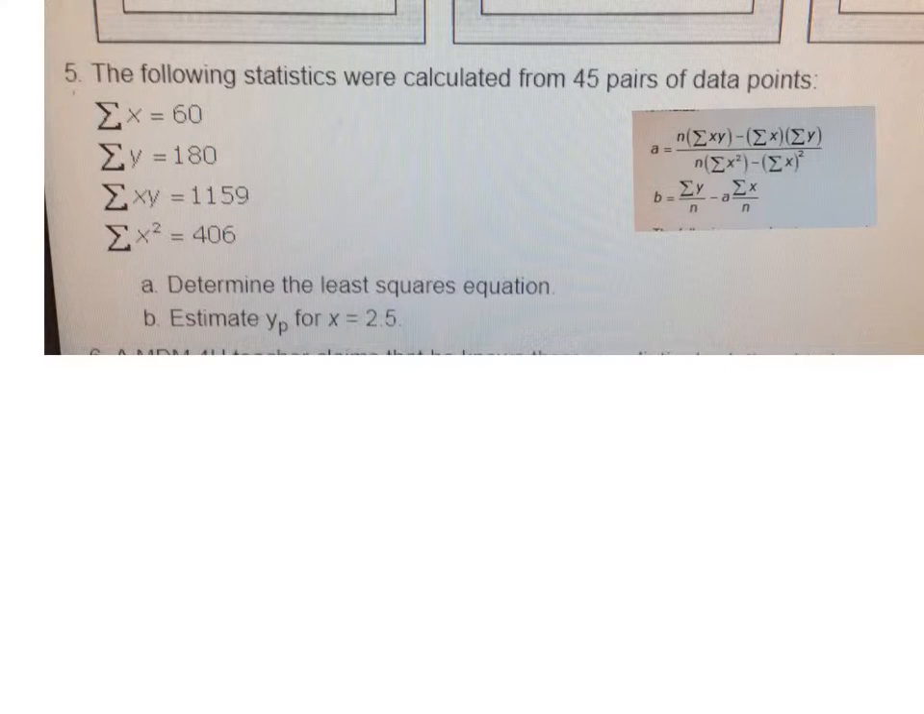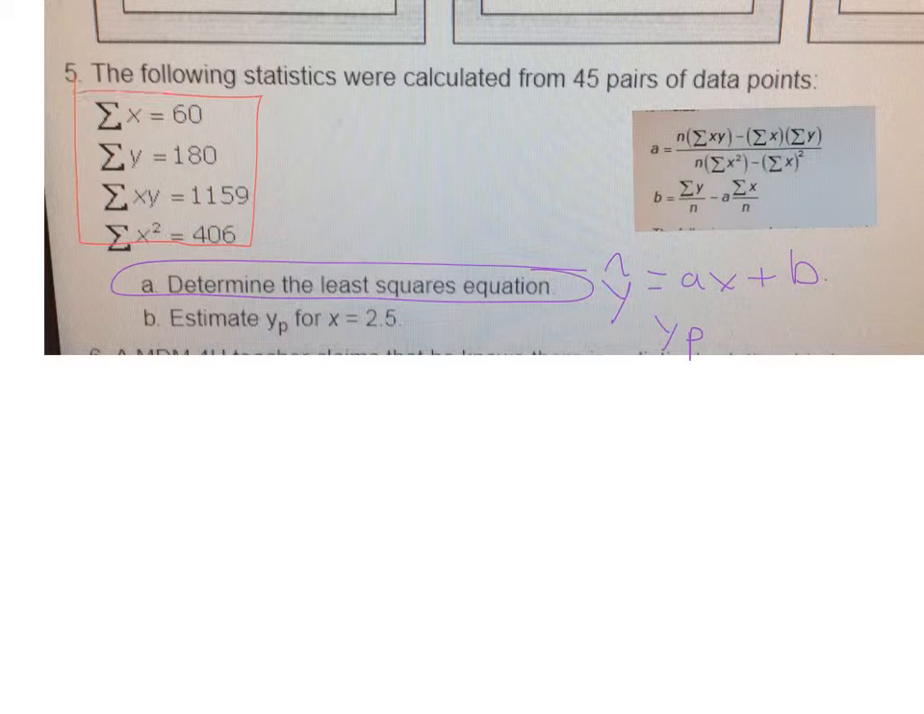So when they say the least squares equation, what they're asking for is the regression equation. And so you want ax plus b, and the y hat is the same thing as yp, which means y predicted, or estimated.